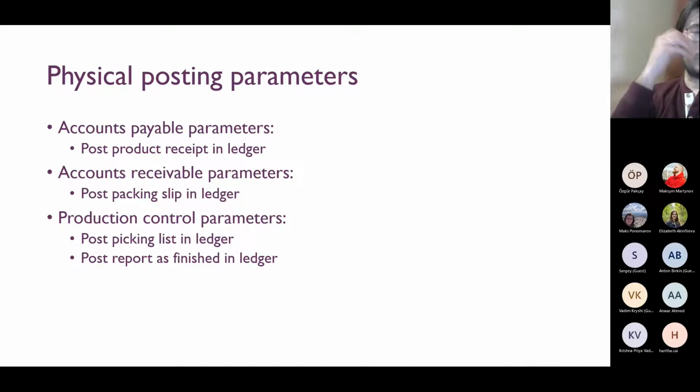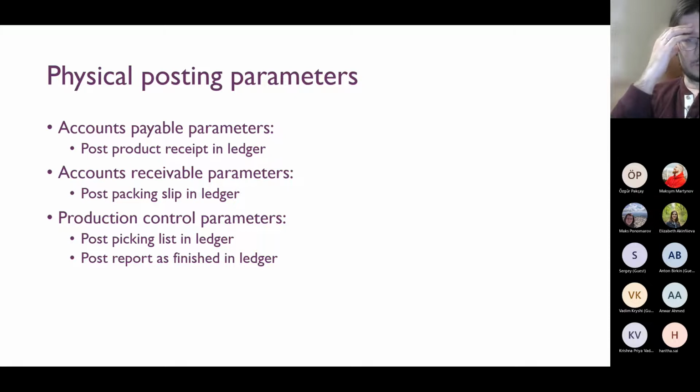Okay, here I wanted to touch on the physical posting of inventory transactions to the ledger. When we post any inventory transaction, we have two statuses identified as physical posting. One is when an item is received but not purchased, which means that the product receipt was posted but not the purchase invoice. Another is on outbound shipment, when the packing slip was posted but not the sales invoice yet. There is a similar case with production, where we have the picking list and the report-as-finished operation, which can also be posted to the ledger. And all of this is controlled with these four parameters I have on screen.